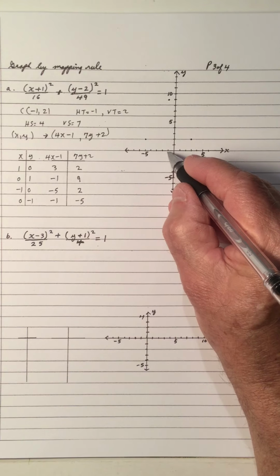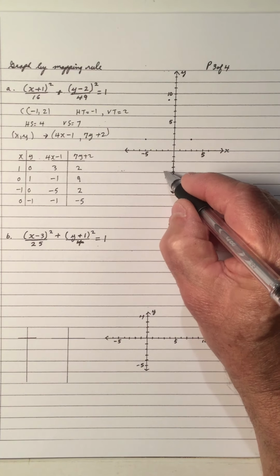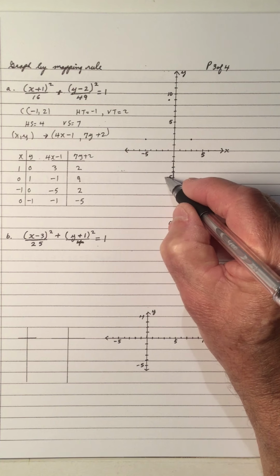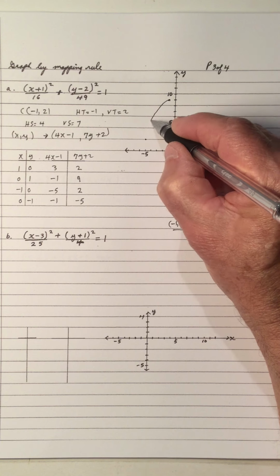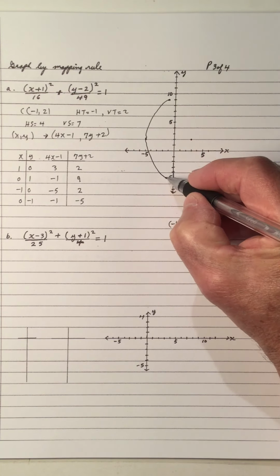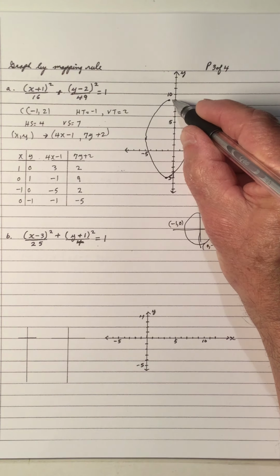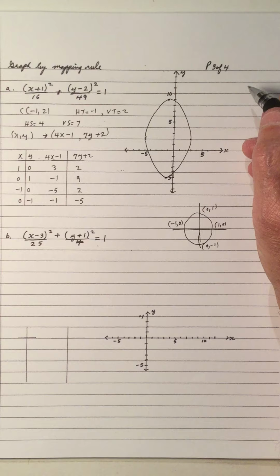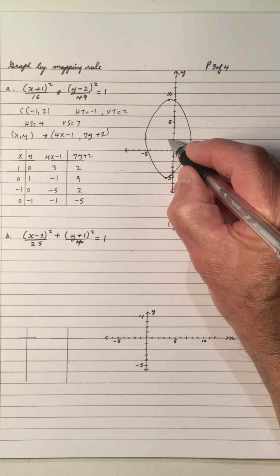And x is negative 1, y is negative 5. Way down here. And so, again, there's the ellipse. And the center, remember the center is negative 1, 2, which is right here.